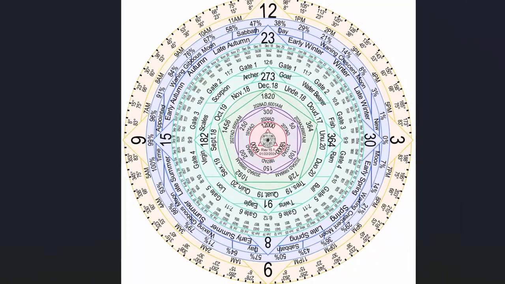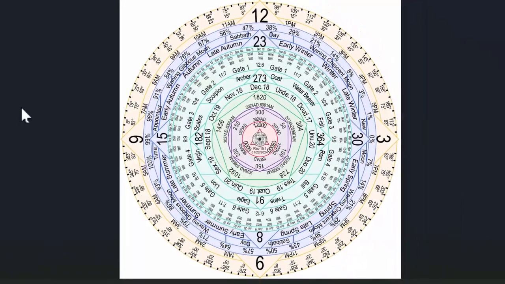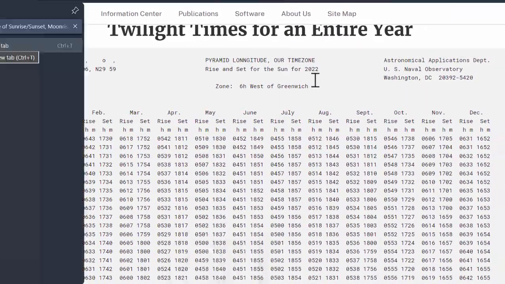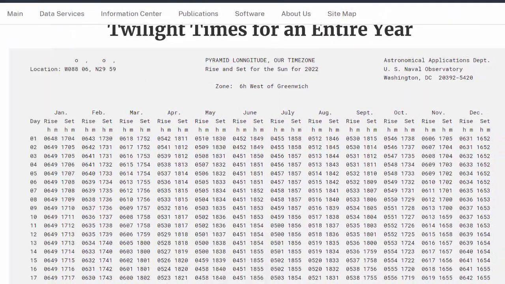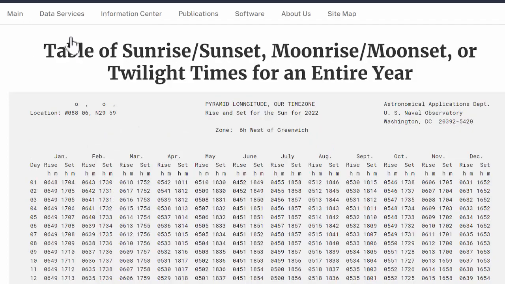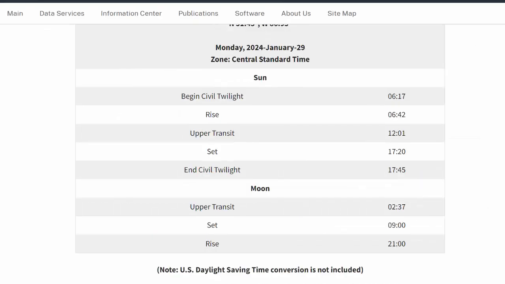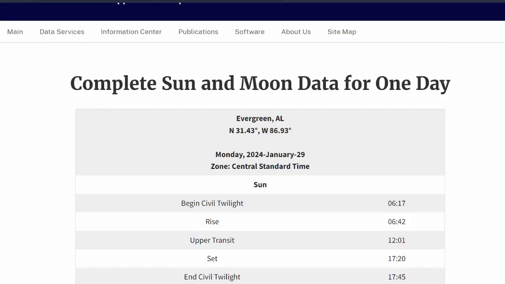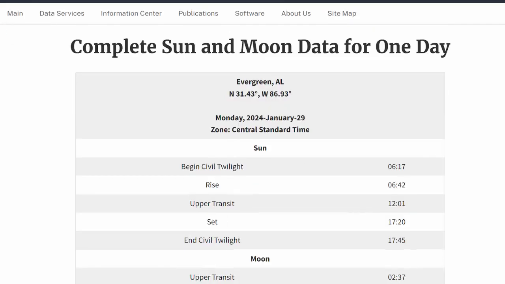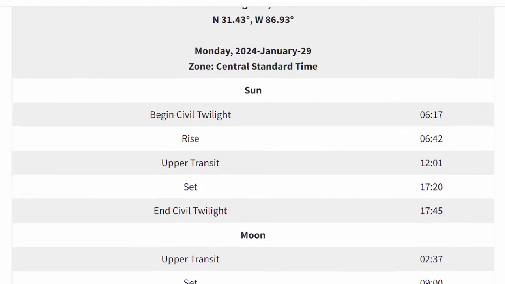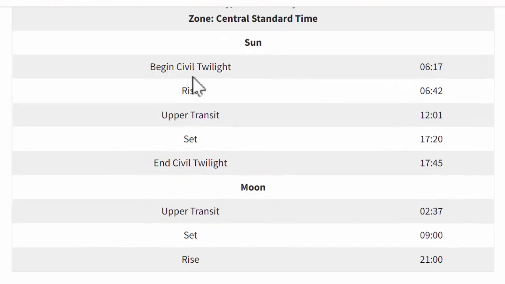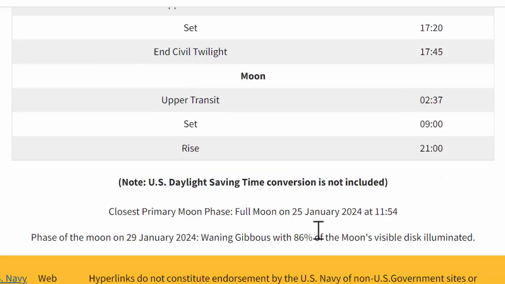Let's go. Where you going? Timeanddate.com or data services? Data services. Let's look at the report for one day and see if that would give us all we need. Okay. So here we are with the complete sun and moon data for one day. That's today in our area roundabout. And it's showing times for sunrise, sunset, and also the percentage of the moon.